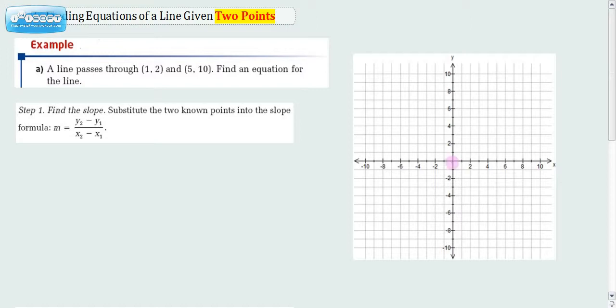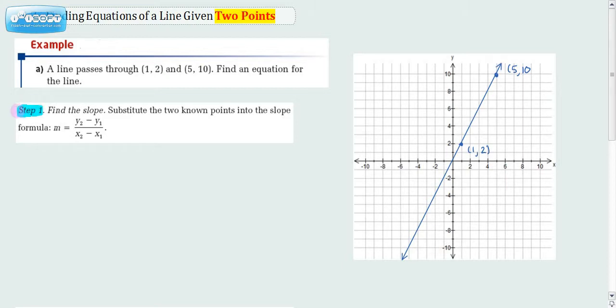The point (1, 2) in my grid: here's 1 and here's 2. So that's my point (1, 2). The second point is at (5, 10), so 5 on the x and 10 on the y. There's my second point. So I need to find the equation of this line that passes through these 2 points here. Okay? So there are steps that I can take to come up with this equation of a line.